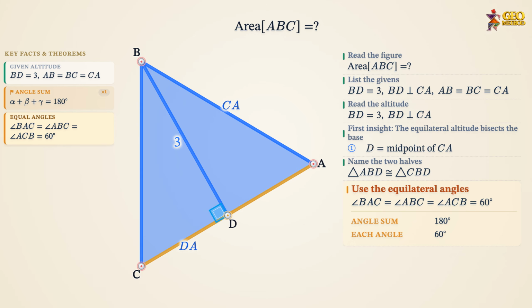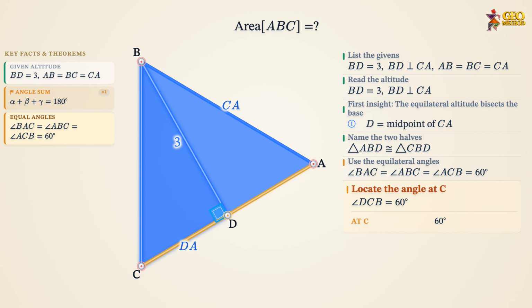Every angle of an equilateral triangle is the same, and 3 equal angles must add up to 180 degrees. Dividing 180 by 3 gives 60 degrees for each. In particular, the angle at vertex C measures 60 degrees. That 60-degree corner at C is shared by the right triangle CBD, since side CA and side CB both start at C. Carrying this angle into the right triangle is what lets us bring in trigonometry.